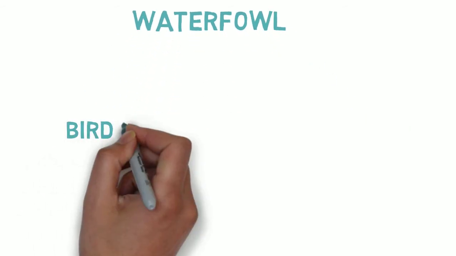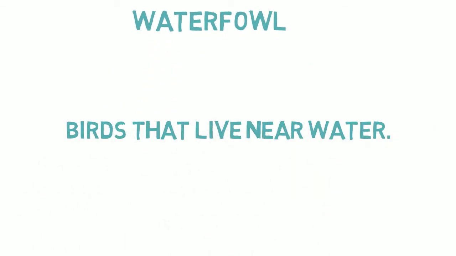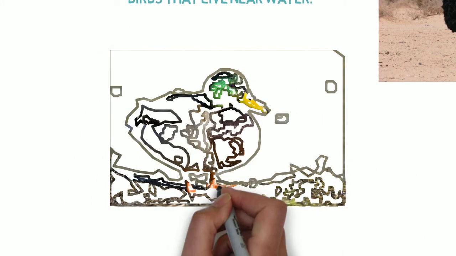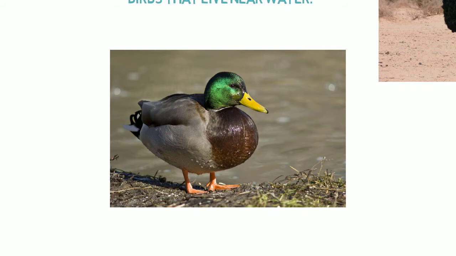Next are waterfowl. These are birds that live near water. An example of this is a mallard. Mallards prefer calm, shallow sanctuaries, but can be found in almost any body of fresh water across Asia, Europe, and North America. They are very popular.